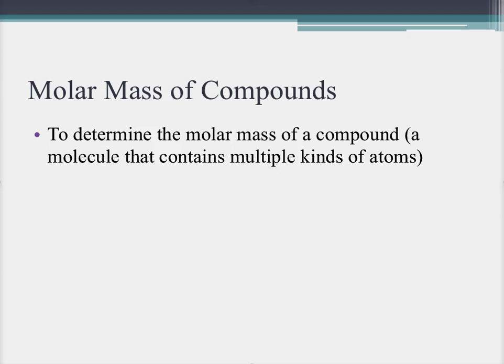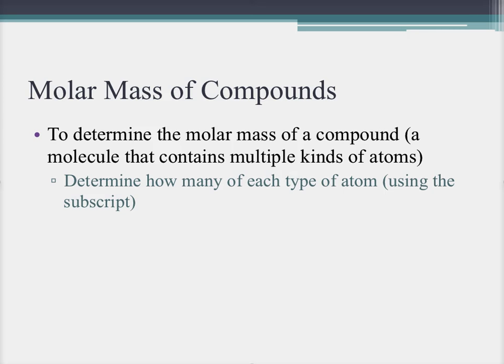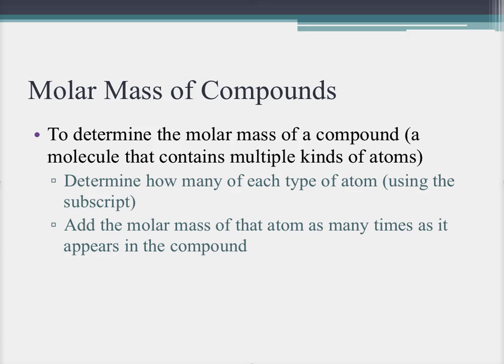All right, so one of the things we're going to be practicing when we come back on Thursday is figuring out the molar mass of a compound. Remember, a compound is a type of molecule that has lots of different kinds of atoms in it, more than one kind of atom. So it's actually really simple. This is one of the easiest things you'll do. You determine how many of each type of atom, and you'll do that using the subscript or the implied subscript of 1. You'll add the molar mass of that atom basically as many times as it appears in the compound.